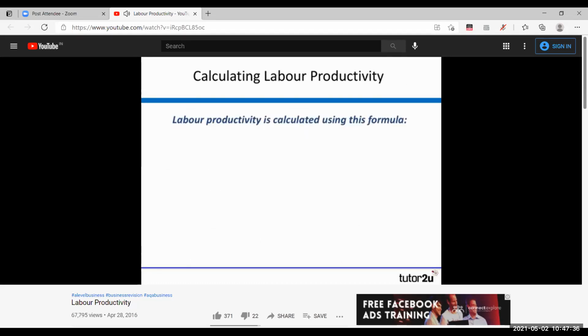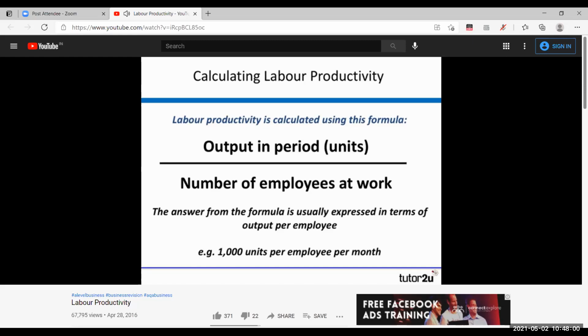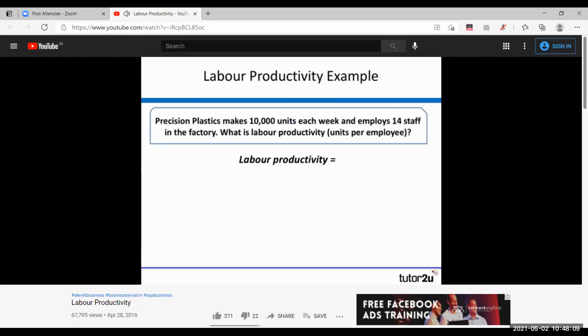Quick look, therefore, at how you calculate labour productivity. If you get a calculation question, what's the formula that you want to use? Well, the way to do it is to look for the top line, which is going to be the output, how much output in units has been produced. And then you want to be dividing that by the number of employees who were at work, the number of employees who could have made that output over that period. And it's usually expressed, don't forget, with all these calculations, make sure you get the units right. It's usually expressed in terms of units per employee per period.